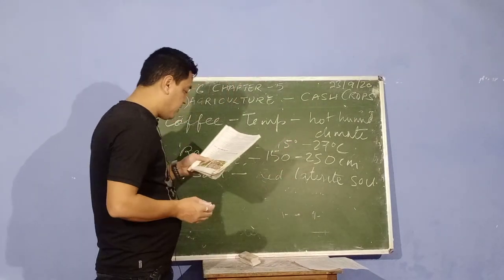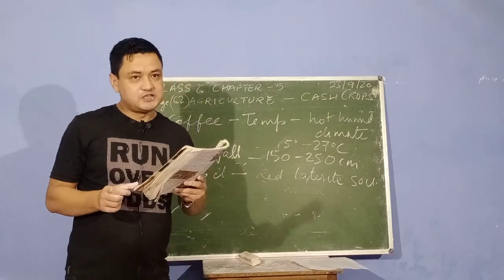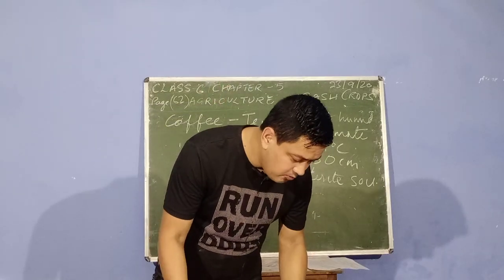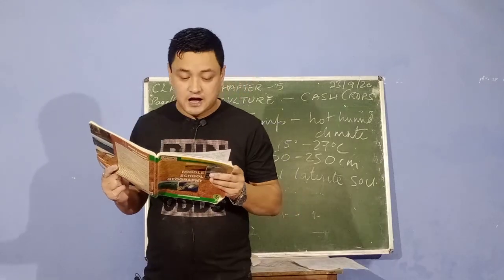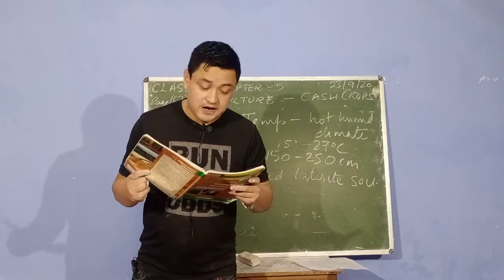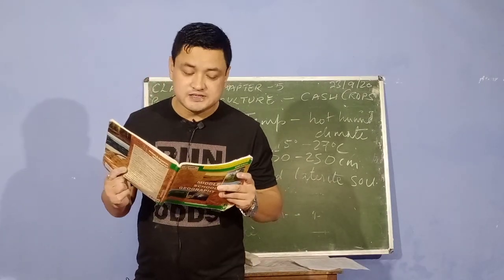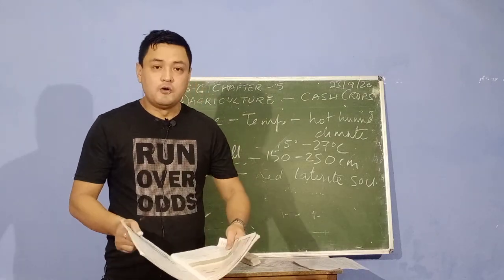Now labor. Coffee requires plenty of labor or cheap labor for numerous stages of the processing after the coffee beans are plucked. In the world, Brazil is the world's largest coffee producer, followed by Vietnam, Colombia, Ethiopia, Indonesia, India and Uganda. In India, coffee is grown in the Nilgiri hills in Karnataka, that is in the south, and Tamil Nadu.